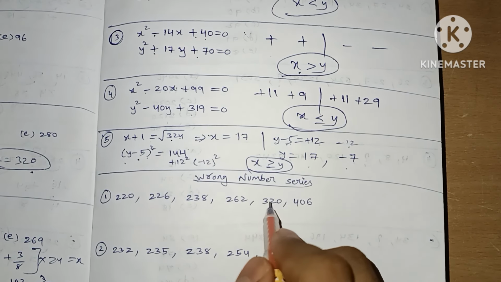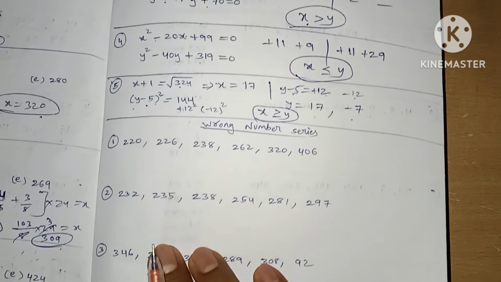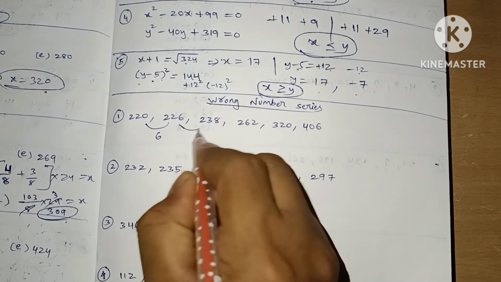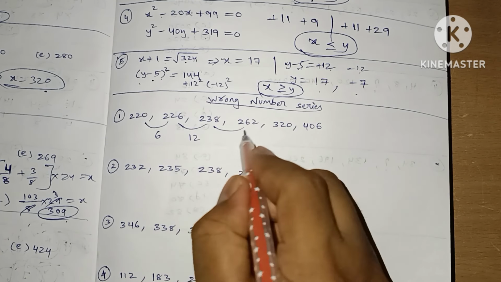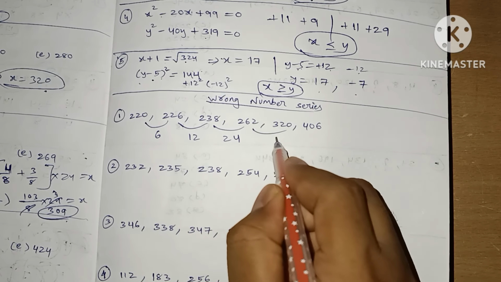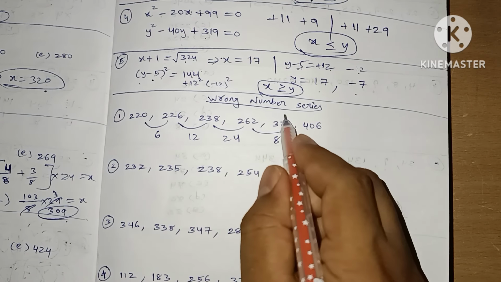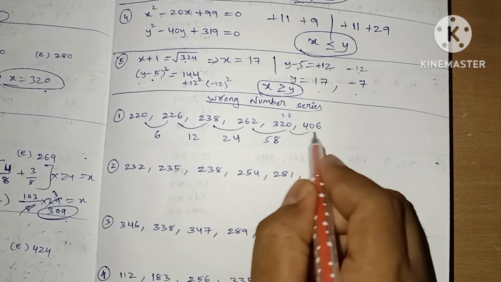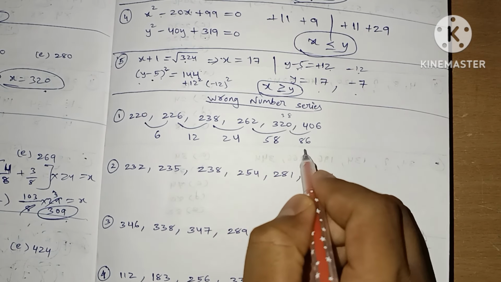Okay, now we are going to see wrong number series. First question, here the difference between these two is 6. Here the difference between these two is 12. Here the difference between these two is 24. Here the difference between these two is 8. Here 38 plus 20 58. Here the difference between these two is 80 plus 6 86.